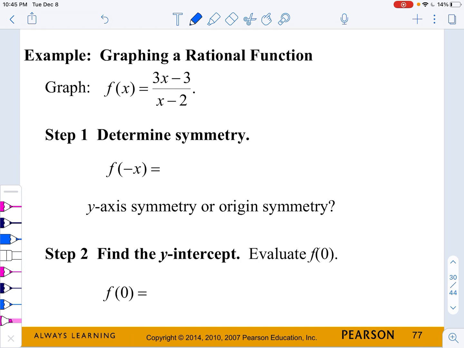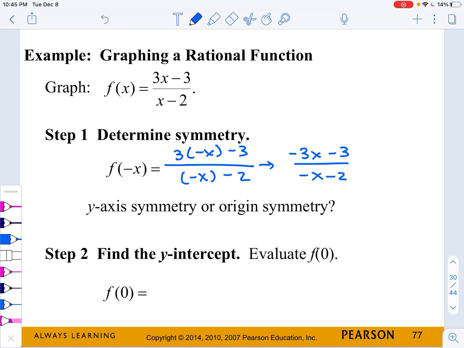So for example, it says to graph a rational function, f of x is equal to 3x minus 3 divided by x minus 2. So it says to determine the symmetry. So if we find f of negative x, all we're going to do is plug in the negative x wherever we see x. That means we are taking 3 times a negative x minus 3 over a negative x minus 2. And if I simplify that down, we end up with negative 3x minus 3 divided by negative x minus 2.